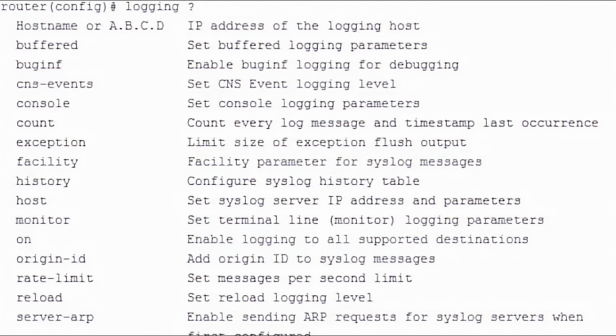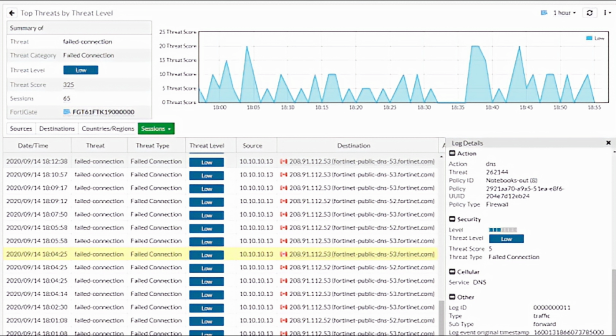The next one is level 4 or warning. This indicates a potential issue. Examples include CPU utilization above 80%, memory reaching threshold, temperature is increasing, packet drops are starting, certificate nearing expiry. The next one is level 5 or notice. These are normal but important events. Examples include configuration change, administrator logged in, interface changed speed, BGP neighbor established, OSPF adjacency formed.